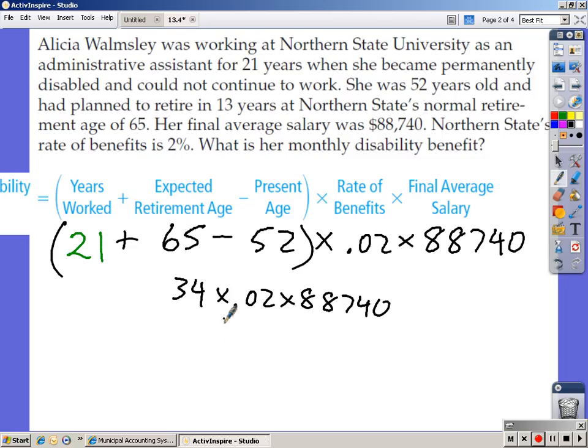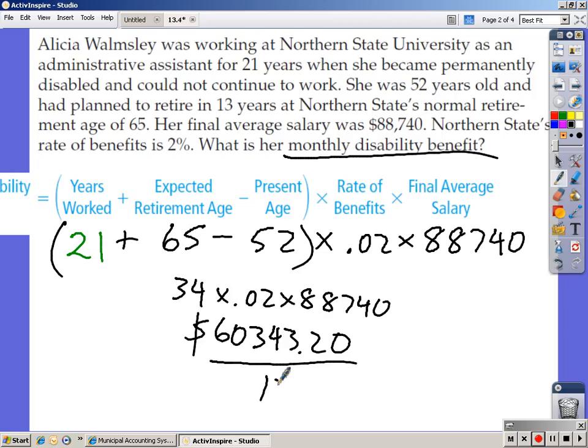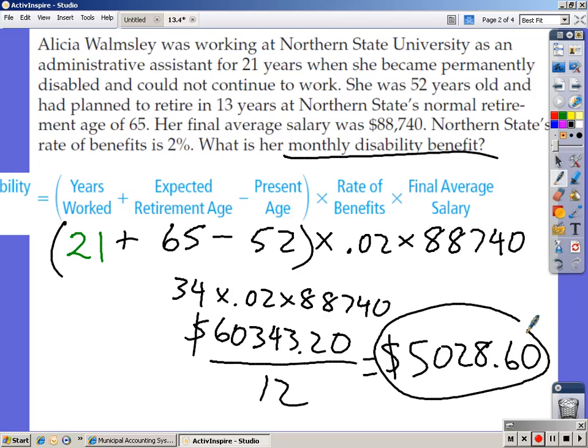And what you come up with is $60,343.20. Now, that number right there is her annual disability benefit. Okay? The question is looking for the monthly disability benefit. So, you've got to take the annual benefit, divide it by 12, and you get $5,028.60. That is her monthly disability benefit.